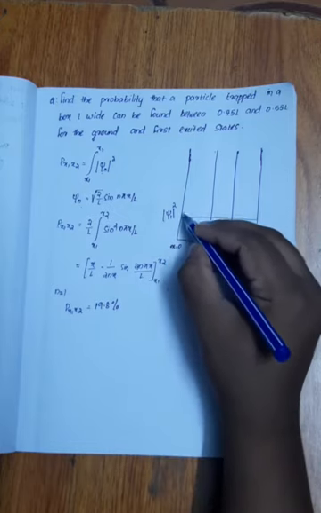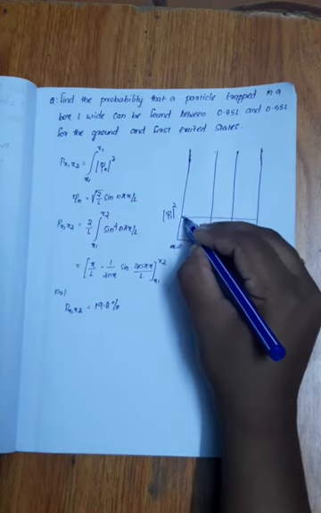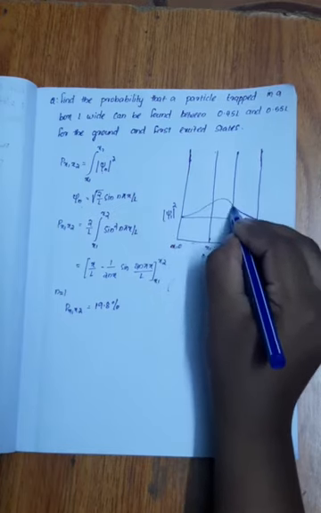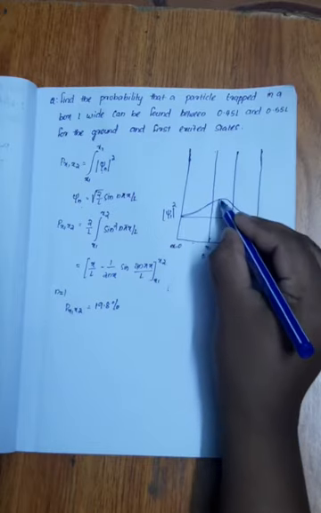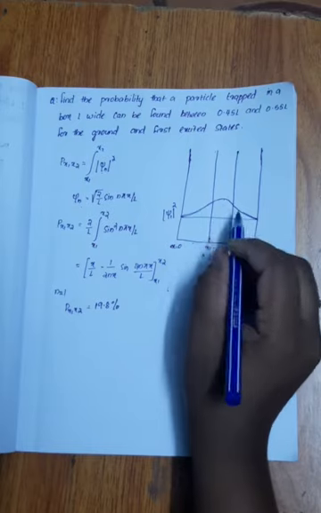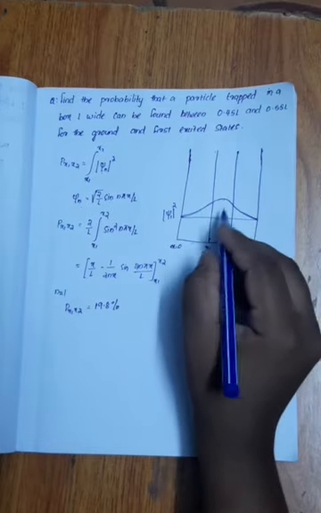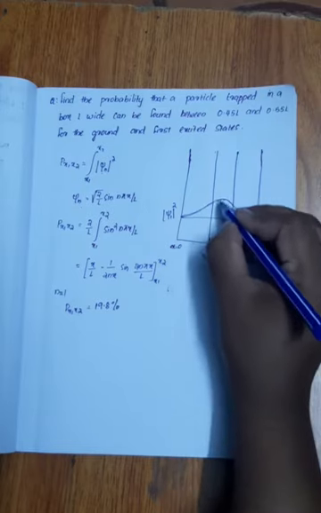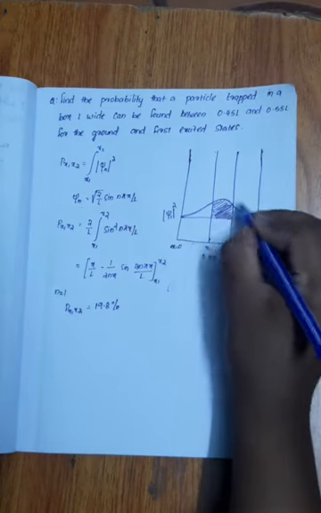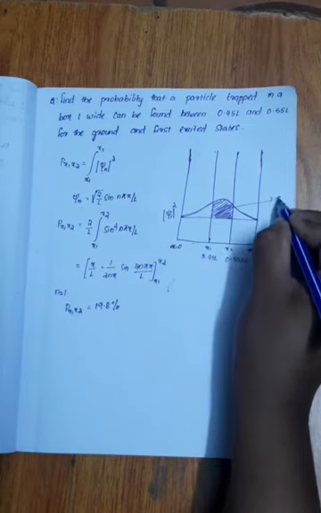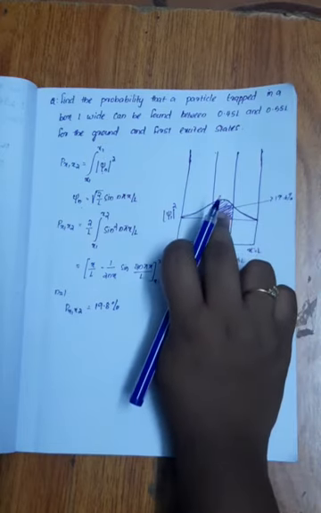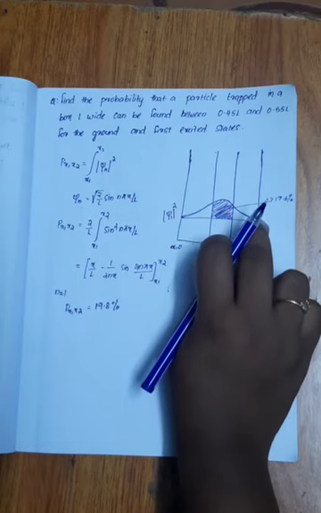And we plot the graph. The graph will look like this, having its peak value at the center of the box, and this portion will be the 19.8%, the probability of the particle in the first excited state.